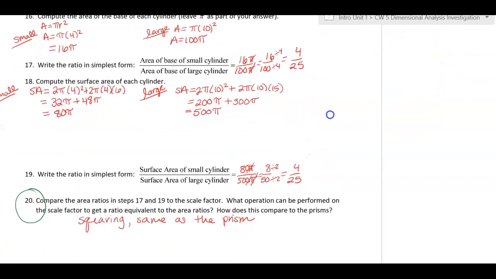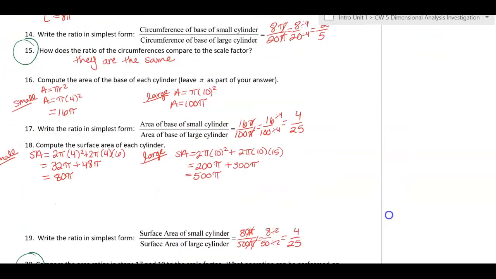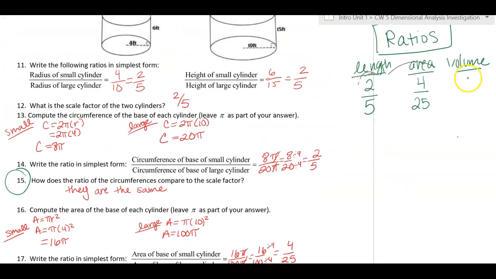And then you did volumes. When we reduced the volume ratio, we got 8/125. So here's the summary of the numbers you got from the cylinder. And then you were asked the same thing again. What could you do to this length ratio, this comparison between single lengths of the object, in order to obtain the same value that we see for the area ratio? So again, what is the relationship between the length ratio and the area ratio?